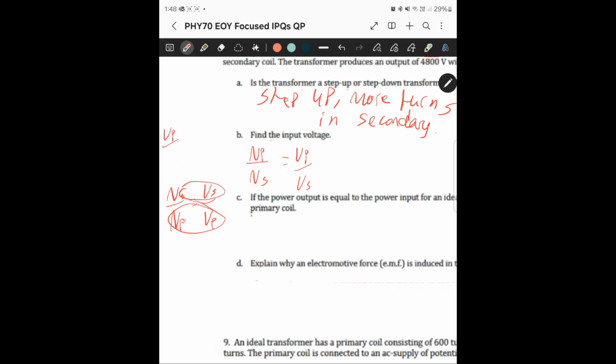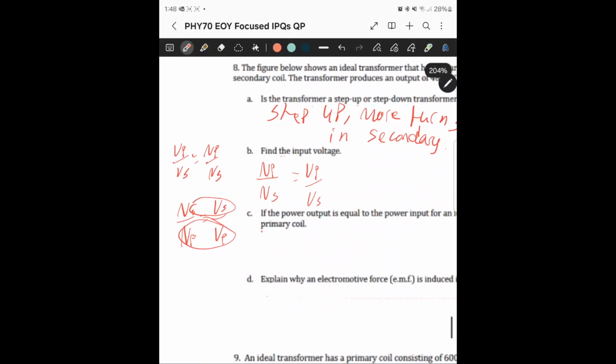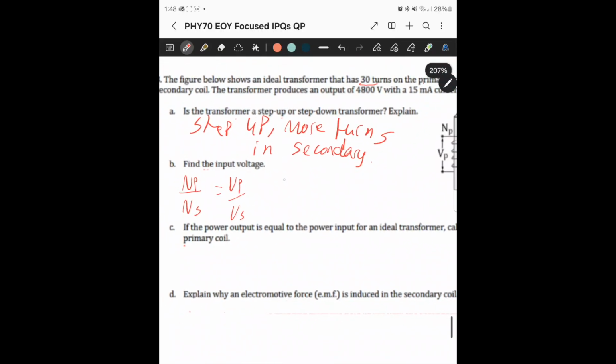You can even do VP over VS equals NP over NS. So I don't know how your teachers will be doing it with you, but either way is fine. I've written it like this, so I'm going to keep it like this. So NP over NS. My NP was 30 over NS.